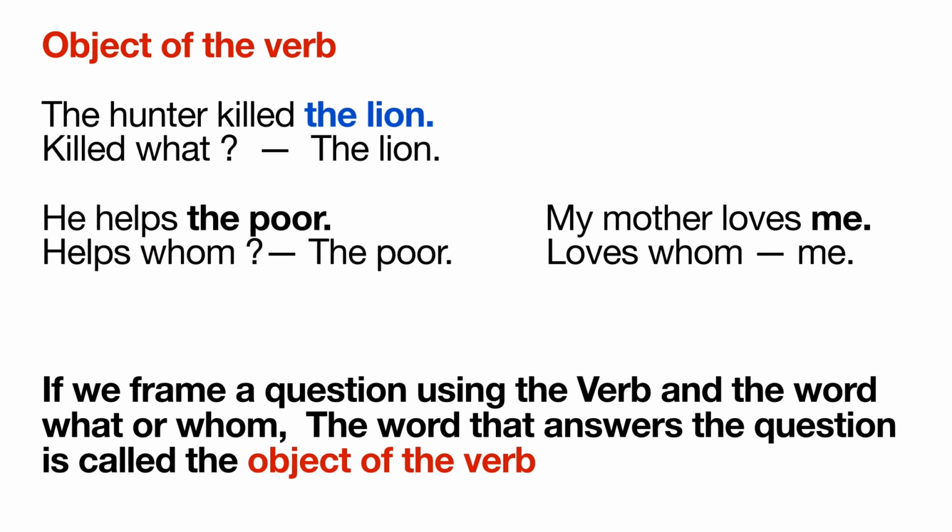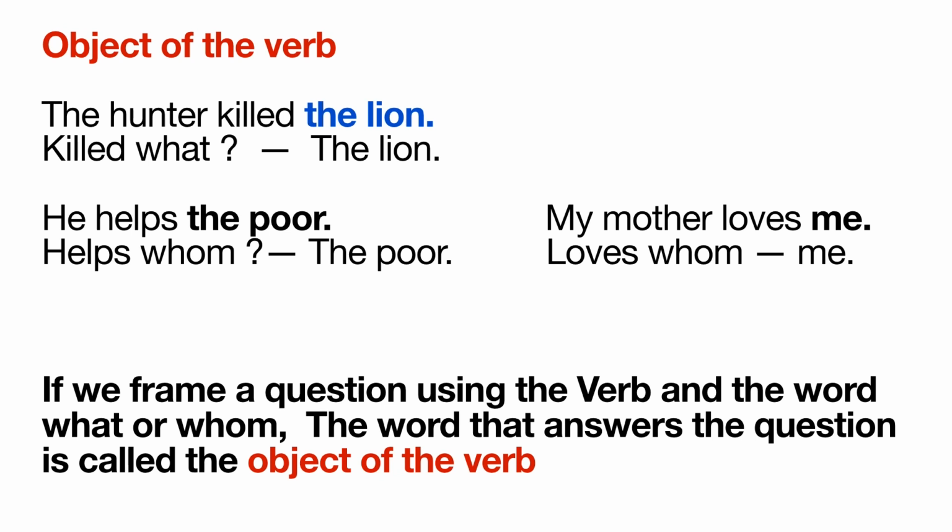Students, before we learn about intransitive verb, now let us learn how to find out the object in a sentence. Look at these examples and the questions that follow. The hunter killed the lion. Killed what? This is the question. Answer is the lion. So the lion is the object of the verb. He helps the poor. Helps whom?